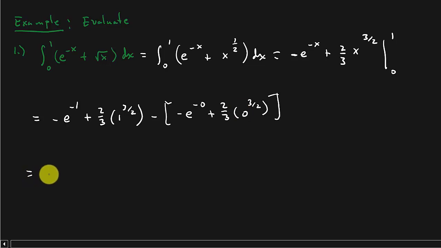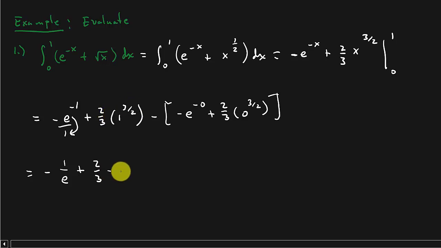And so this is going to give us -1 over e, right? This is over 1, and we can take this and move it to the denominator, and that changes the sign of the exponent. It changes it from a -1 to a +1. And remember, if we don't write anything there, it's understood to be +1. And that's going to be plus 2/3, because 1 to the 3/2 is 1. 1 times 2/3 is 2/3.